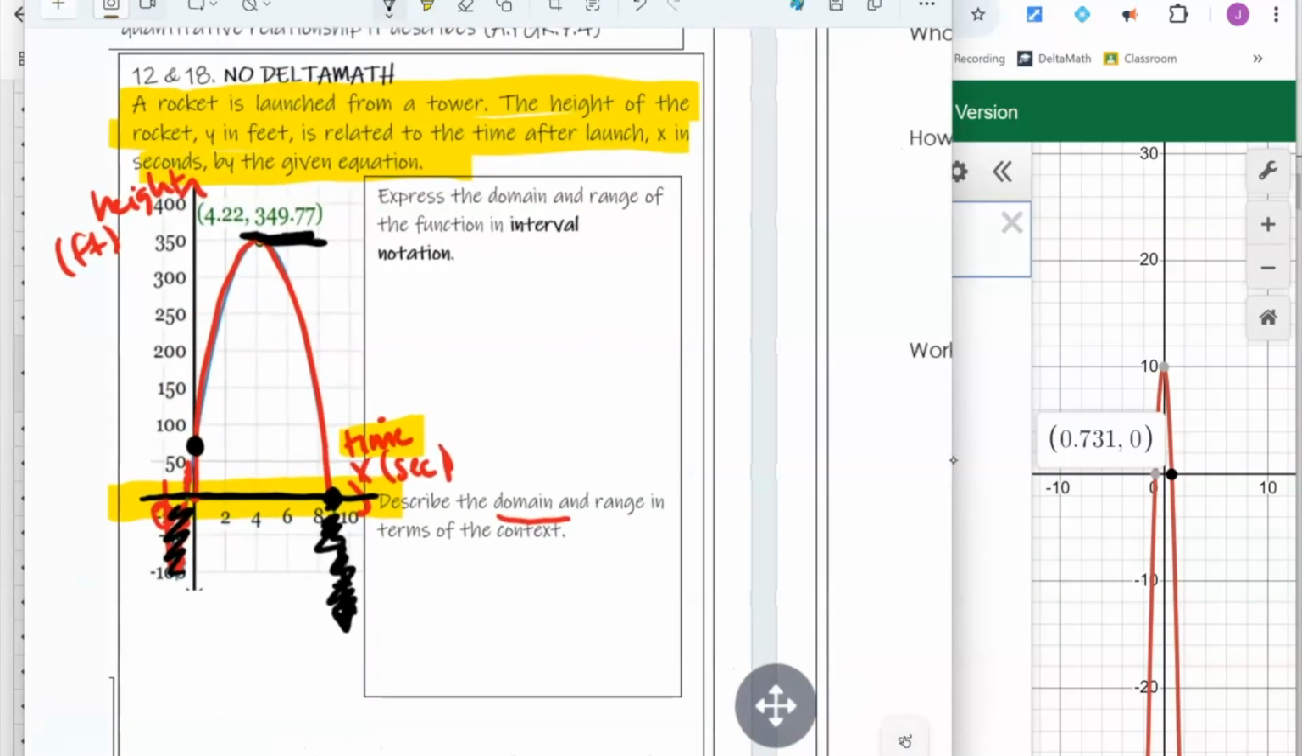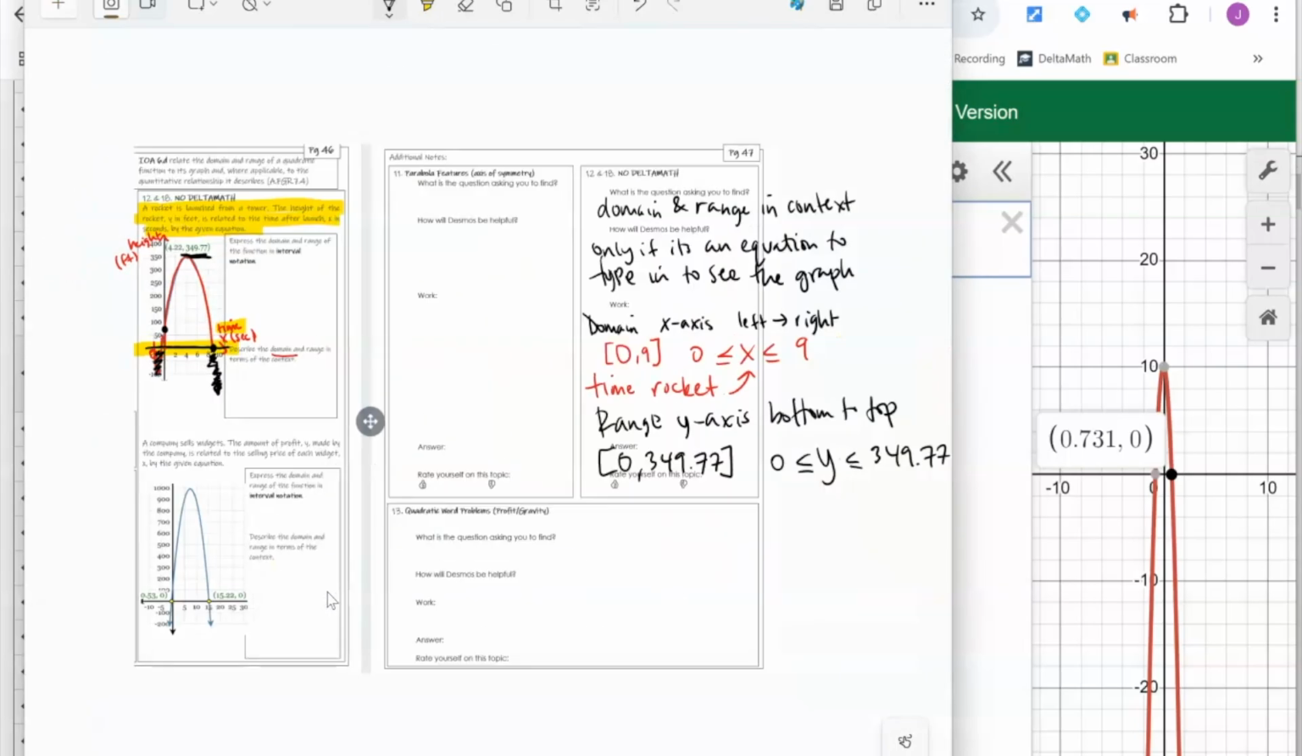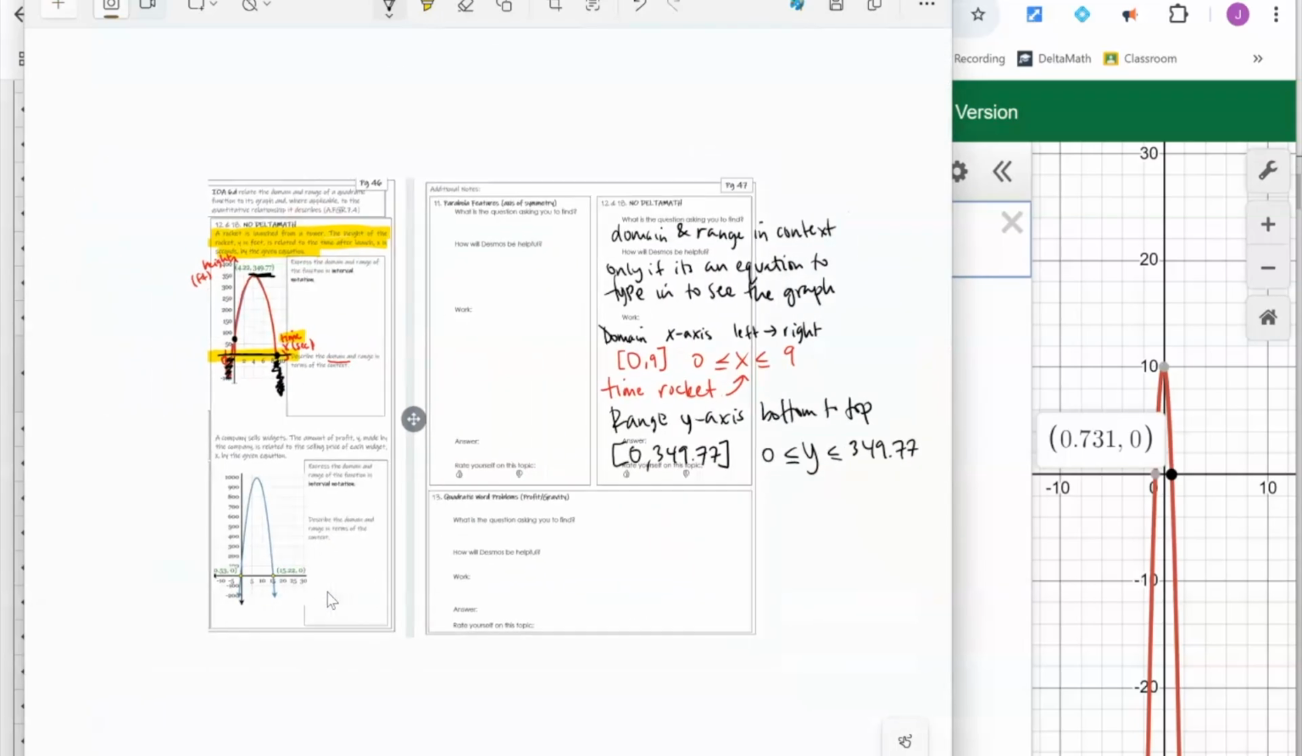In meaning, so range is from the bottom to the top. So then I'm talking about the height, right? So we're looking at the height in feet. Okay. So I need something that describes, okay? So I need something that talks about height, right? And rocket. And you can mention, from 0 to 349.